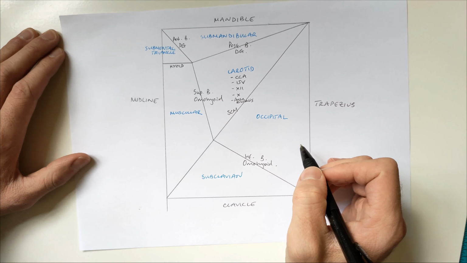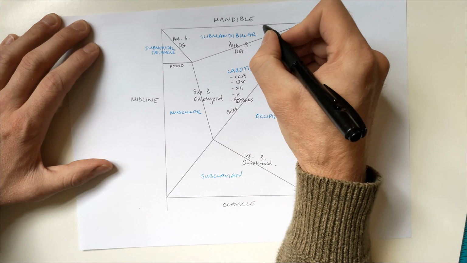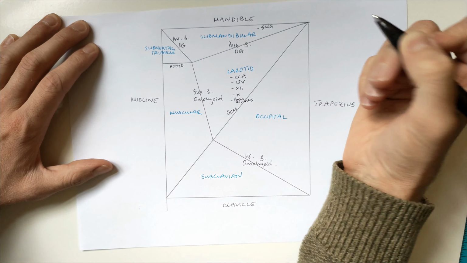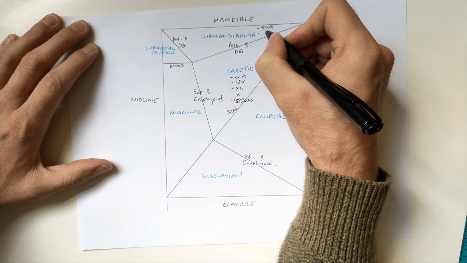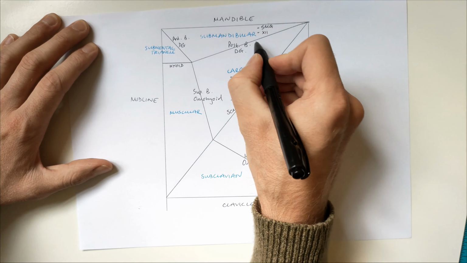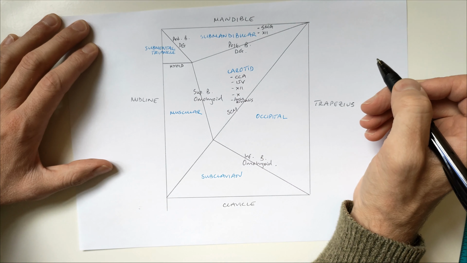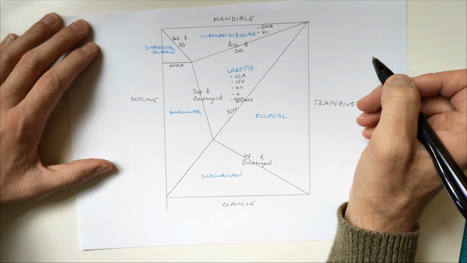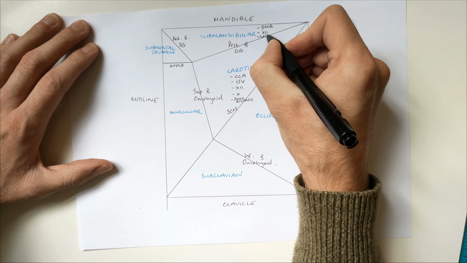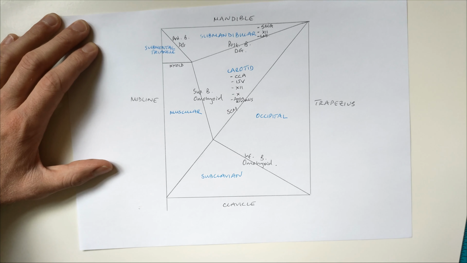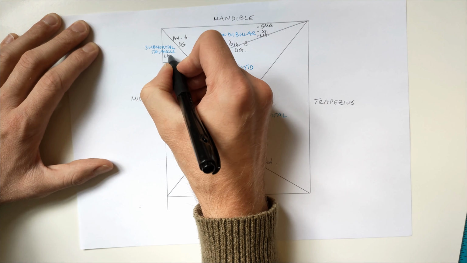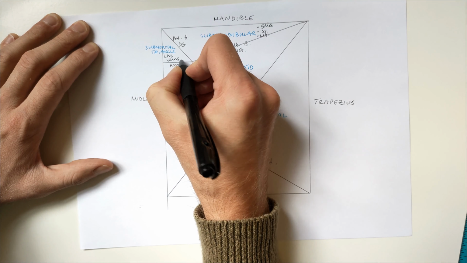Okay, so what about the submandibular triangle? Well, we have the submandibular gland. We have the hypoglossal nerve as well. So it sort of comes down from the carotid and then goes up into the submandibular before diving underneath mylohyoid. We also have some lymph nodes. What about the submental triangle? Well, we have some lymph nodes there as well, and we also have some veins.